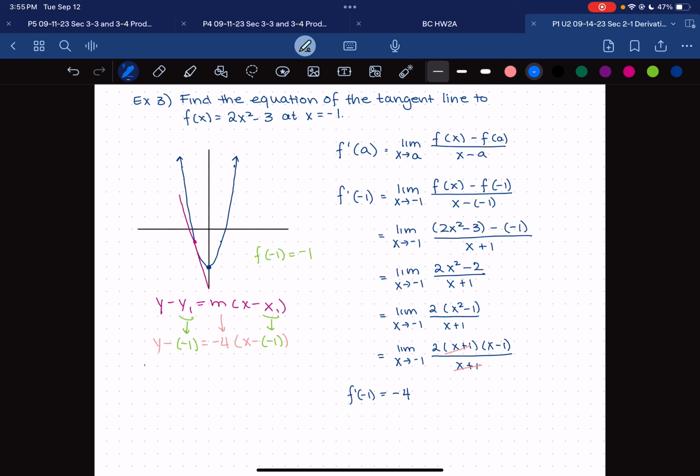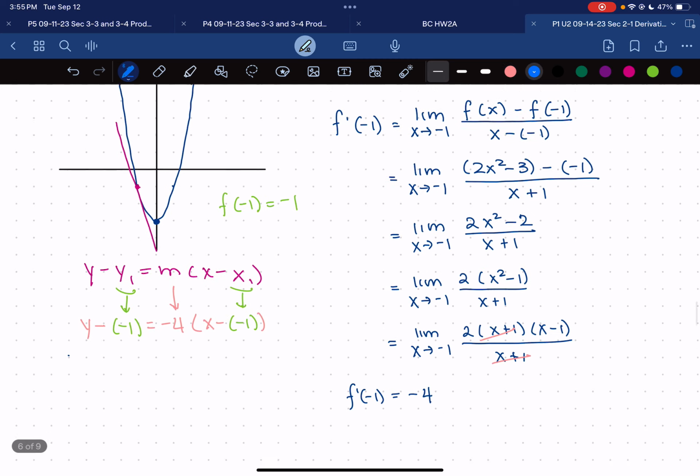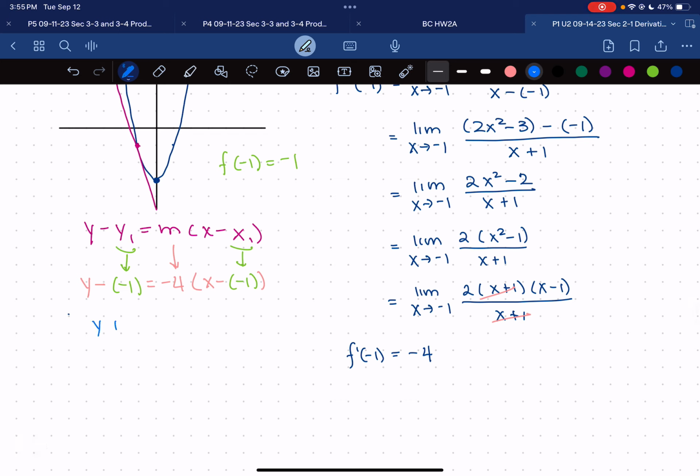And then we'll just clean this up a little bit. So y plus 1 equals -4 times x plus 1. It is okay with me if you leave your final answers in point slope form. It's a useful form, so that's totally acceptable.